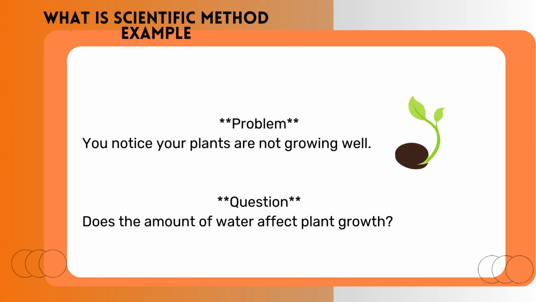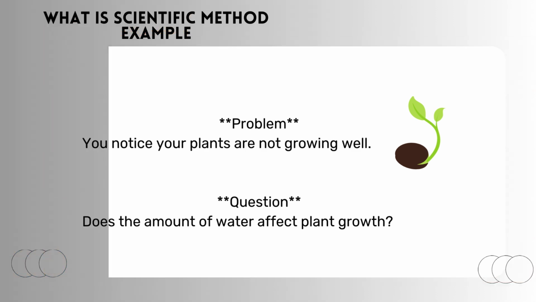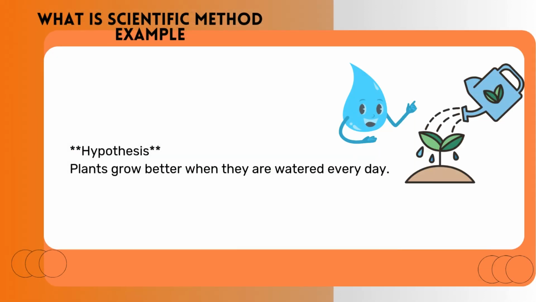So now let's understand this scientific research with one example. So first, our problem. You notice that your plants are not growing well. So you think about the question, does the amount of water affect plant growth? So we make the hypothesis, plants grow better when they are watered every day. So this is what we assume the solution could be.